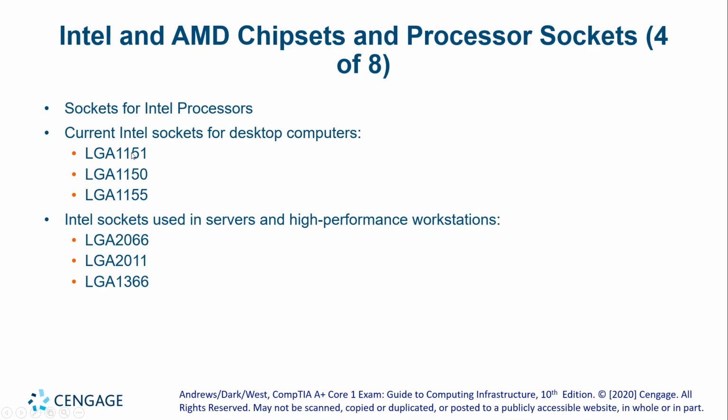Sockets for Intel processors: 1150, 1151, 1155, and then for servers and high-end workstations 2066, 2011, and 1366. So these would be sockets for workstations or servers. These would be just regular desktop sockets and also laptop sockets.